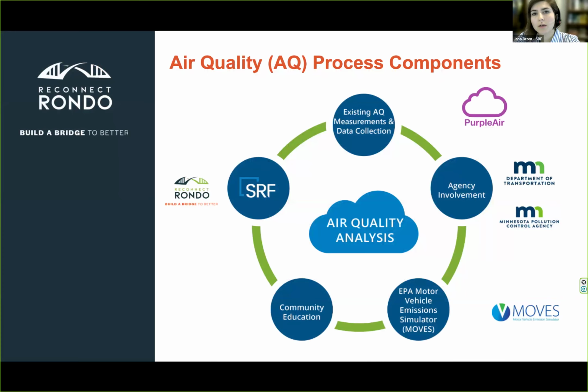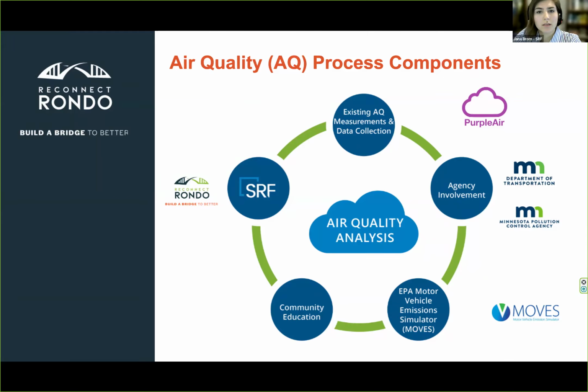This study's air quality process is made up of 5 major components. The first part is key staff here at SRF, including Justin and I, as well as ReConnect Rondo staff, plus our analyst and our environmental planning expert that are also working behind the scenes. The second is collecting existing air quality data and measurements using state agency hosted resources, as well as new sources of data using purple air sensors.